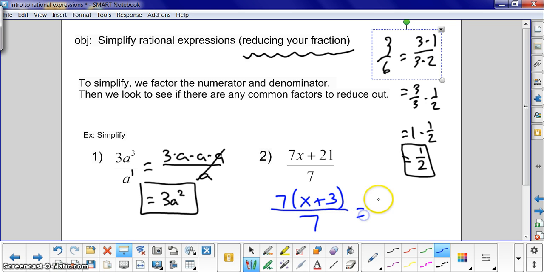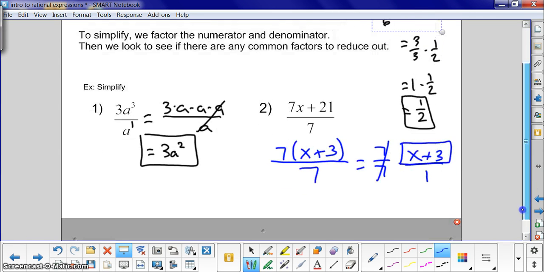Now this is the same thing as 7 over 7 times x plus 3 over 1, and 7 over 7 is 1, and then leaves me with just a final answer of x plus 3 over 1, which any number over 1 is just itself. So our final answer for problem number 2 is simply x plus 3 after we've simplified it.